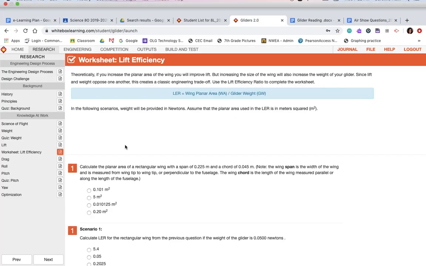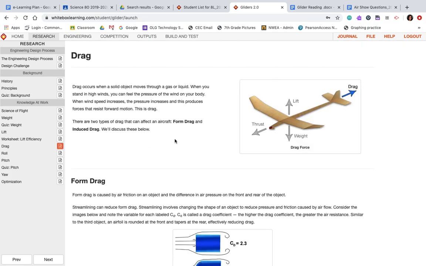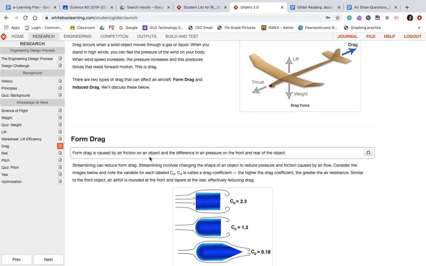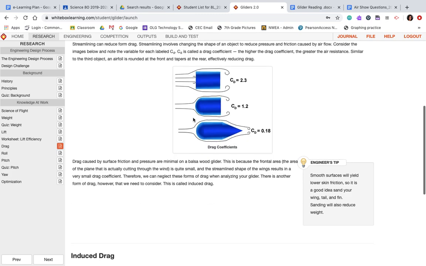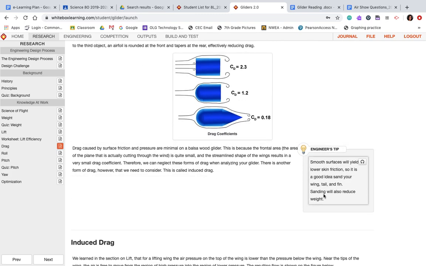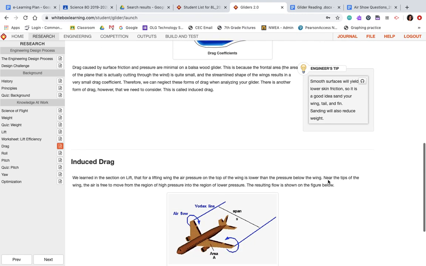Again, when you're reading these, so if I'm going to read drag, things that I'm really looking for are what can I do to make my optimization chart all the way to the right. So, like right here, the engineer tip says smooth surfaces will yield lower skin friction. So it's a good idea to sand your wing, tail, and fin. Sanding will also reduce the weight. So you would want to write that down in an engineer tip.